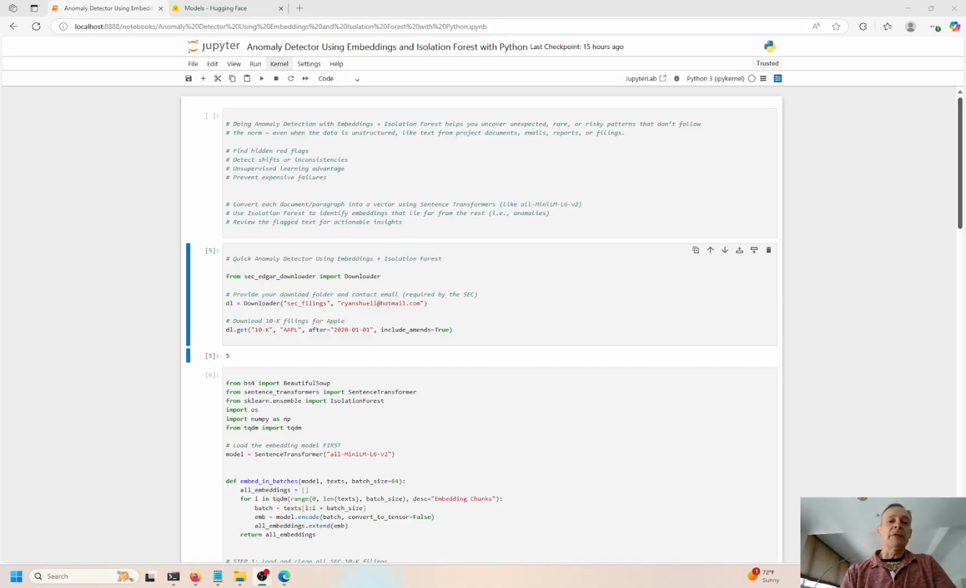So doing anomaly detection with embeddings and using isolation forest and incorporating it all together can help us uncover unexpected, rare, or risky patterns that exist in our data sets that we are not aware of. We don't know about these things. There's too much information sometimes.